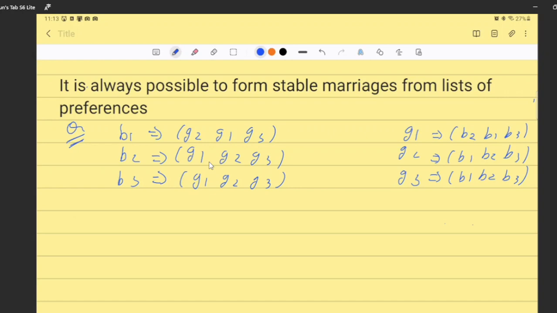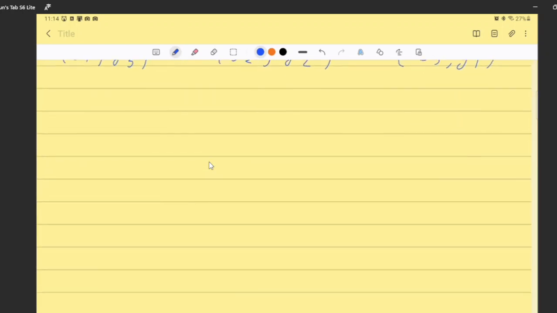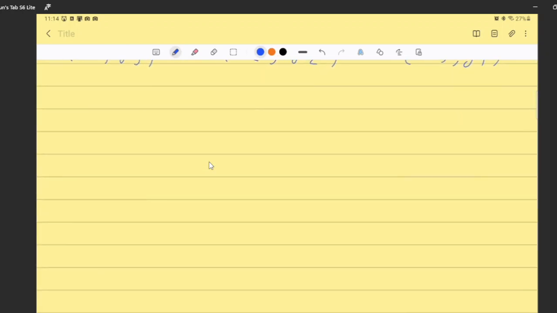So we will get pairs. Suppose B1 gets matched with G3, B2 gets matched with G2, and B3 gets matched with G1. Now, the most important thing about these pairs is that they will be stable pairs. The marriages happening will be stable. Now, what I mean by this, let's see in an example. Let's take the simplest case possible in which we have two pairs of two people, B1 and G1 and B2 and G2. Let's see how an unstable pair looks.